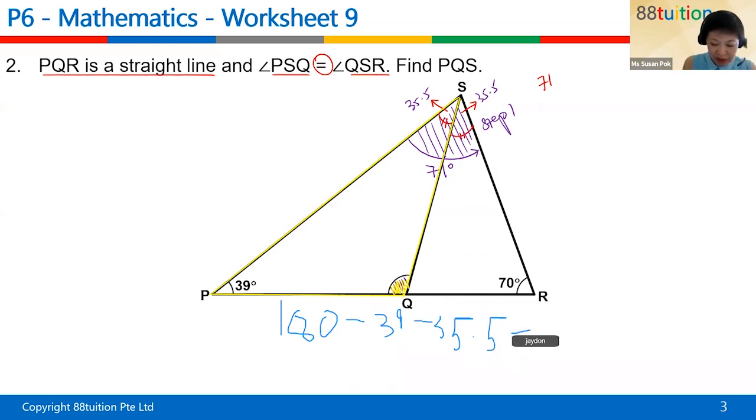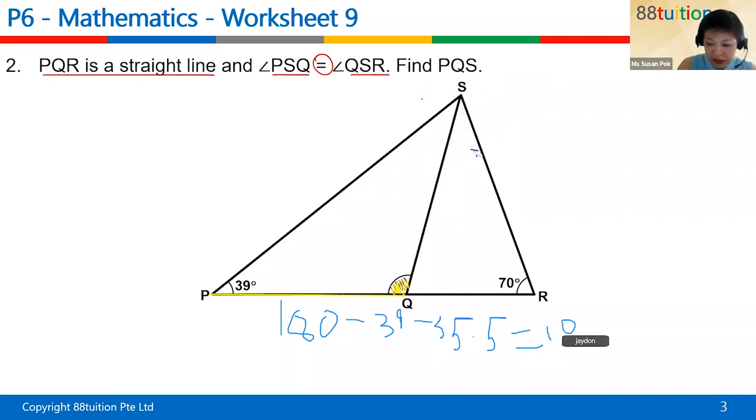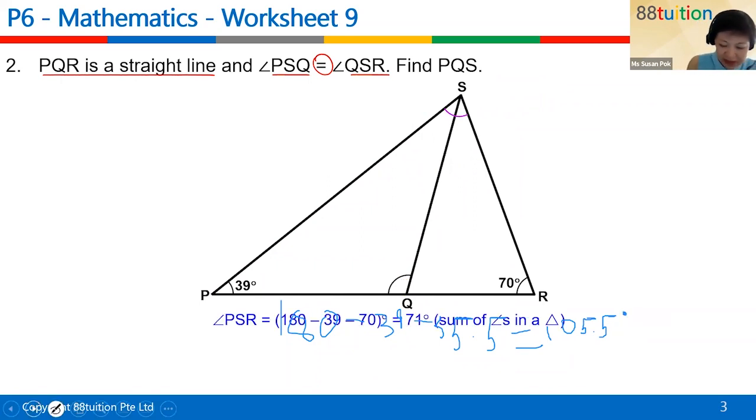So that gave you the third angle. In total, how many steps do we have? First we find the angle there. Divide by 2 is the second step, and find the third one. Yes, you must put a degree. Thank you, Jaden. Next, let's take a look at the next step.